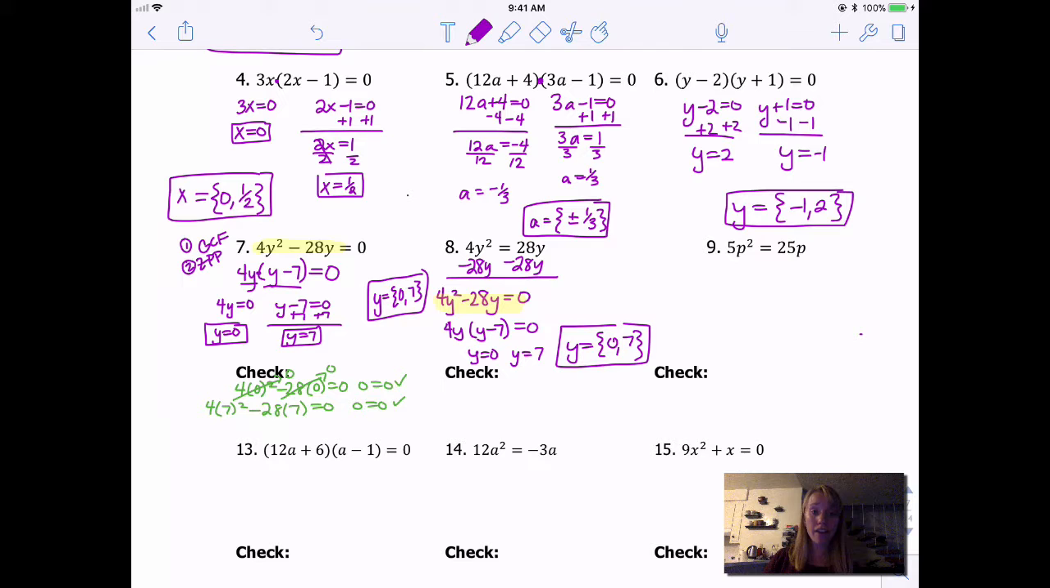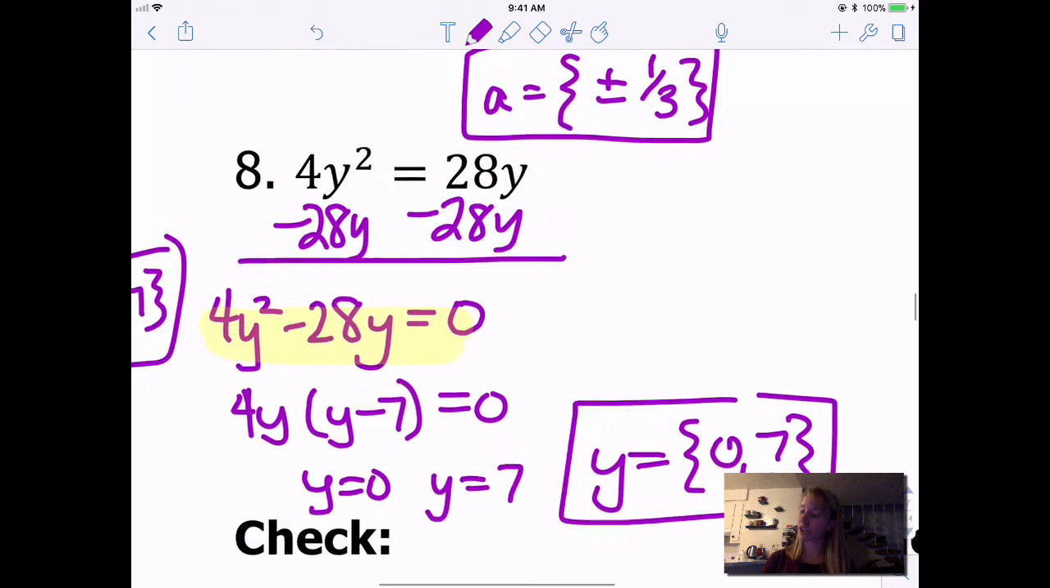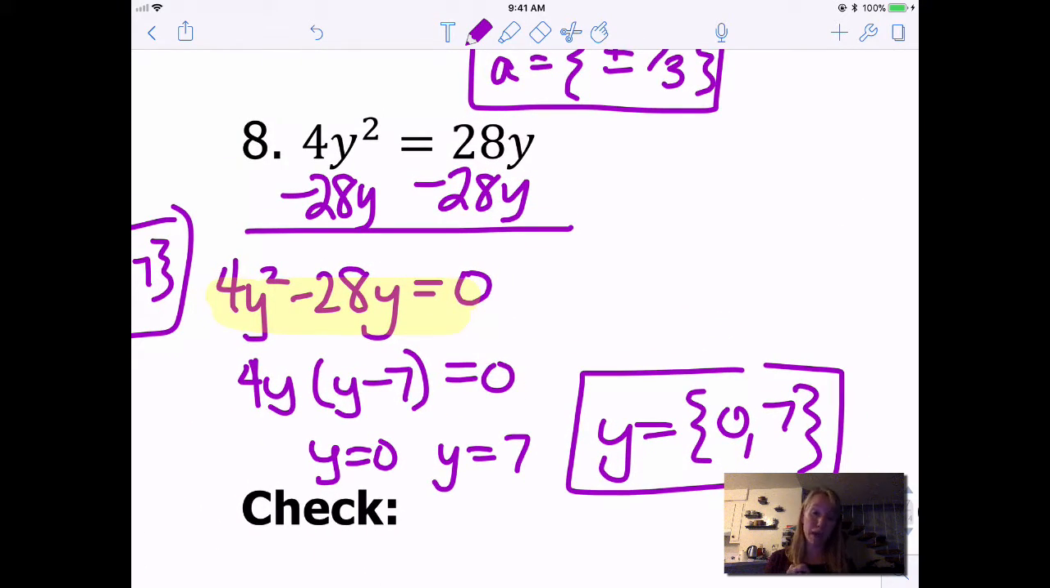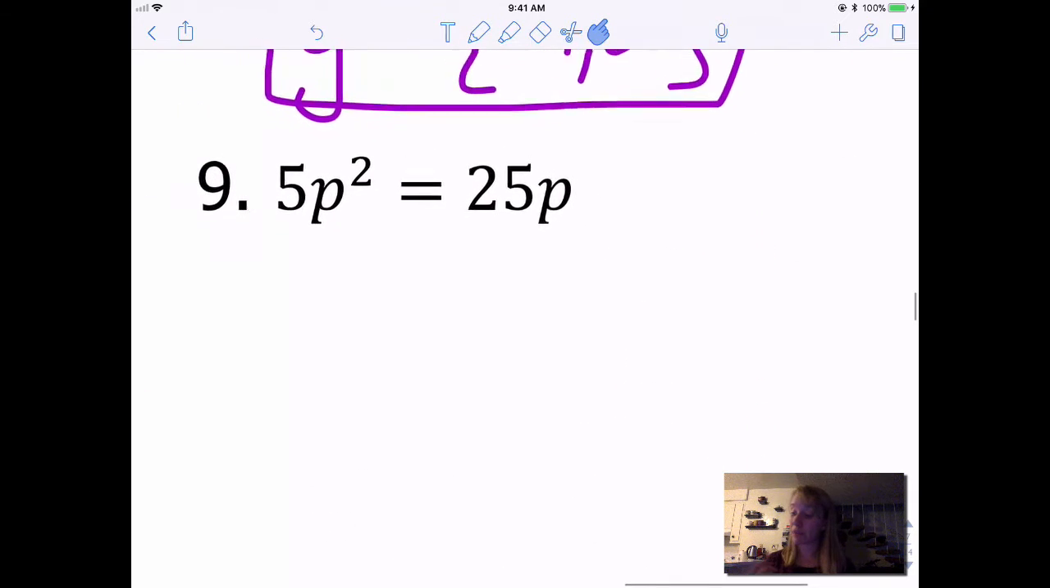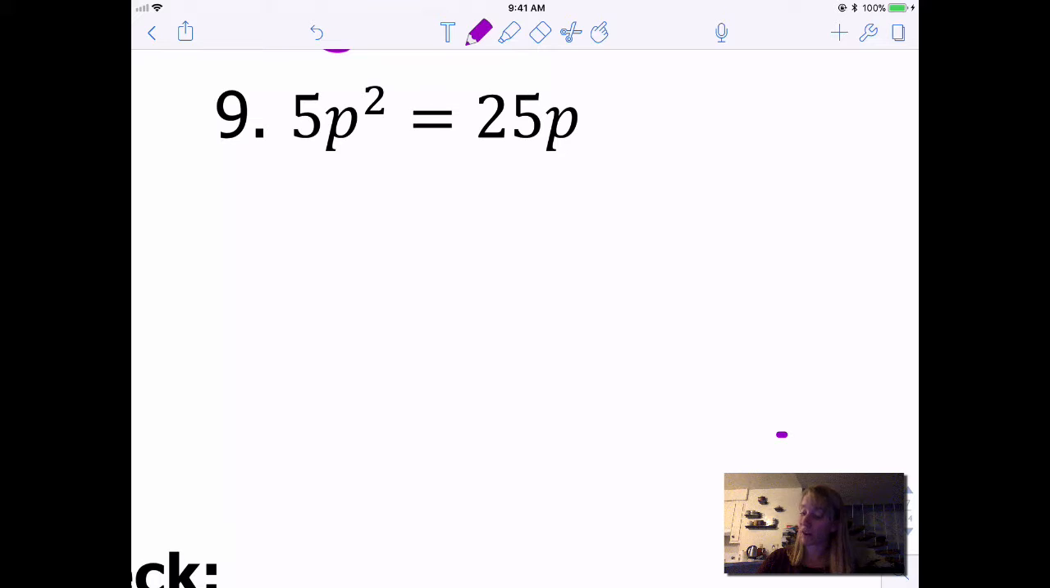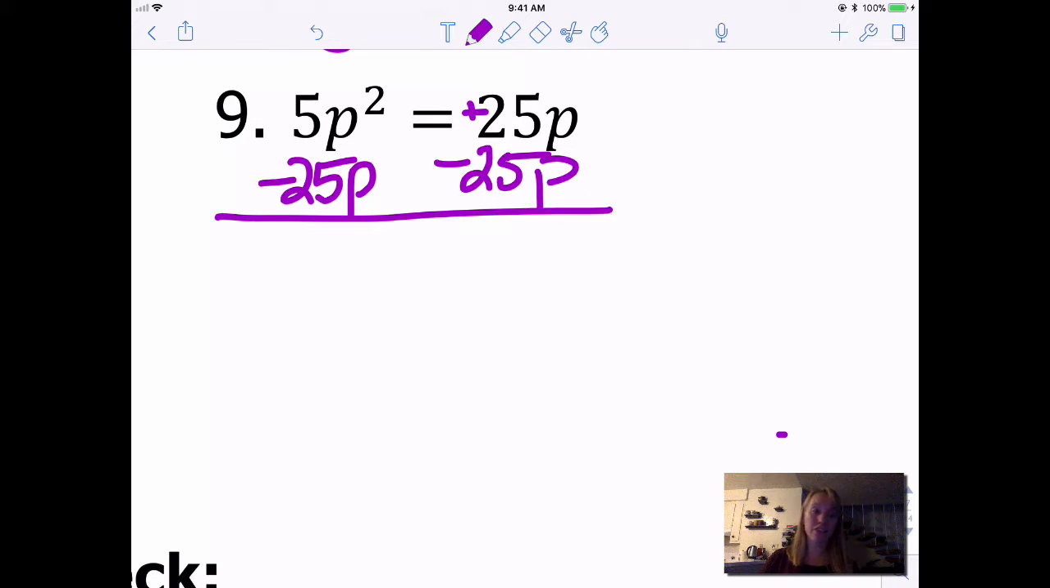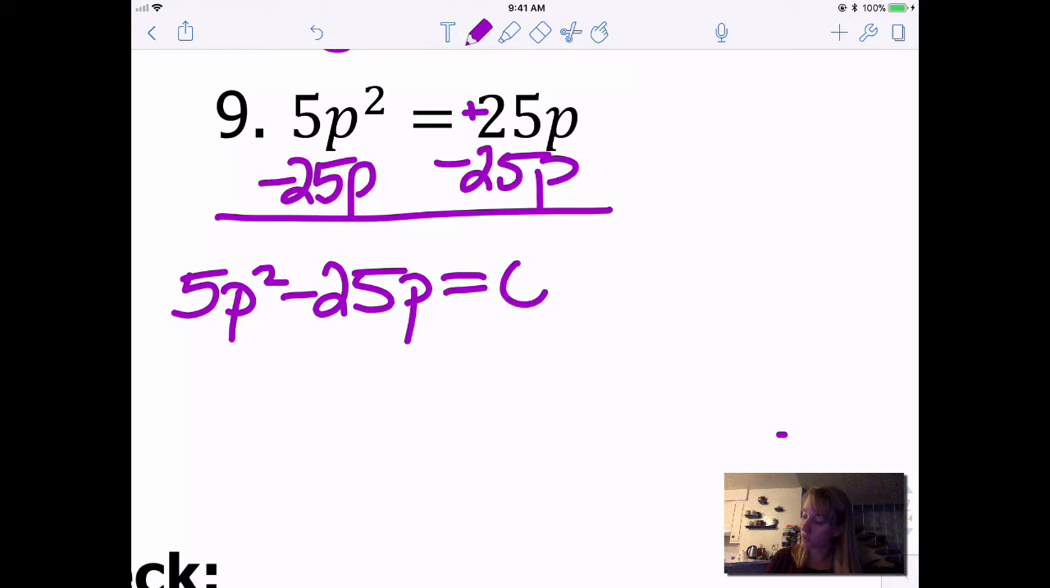Okay, so if you don't have something equal to 0, then you've got to move one or the other term over. We usually move over the term that has the lower power. So number 9 looks kind of like that. I've got a p squared on the one side. I want something equal to 0. So let's move that 25p. This is currently a positive, so I have to subtract on both sides. I get 5p squared minus 25p is equal to 0.